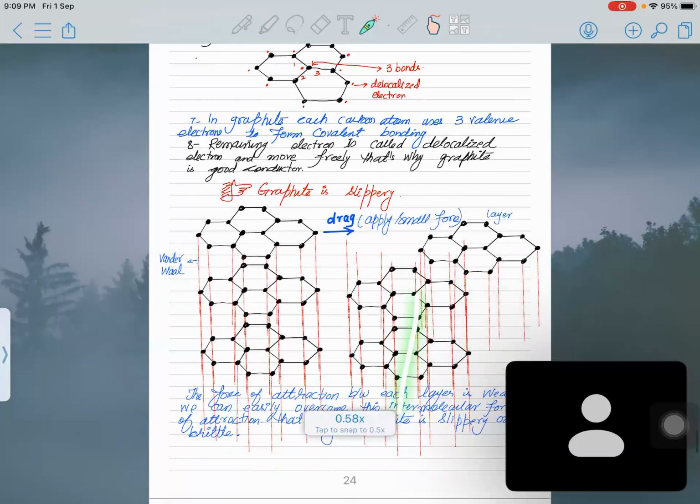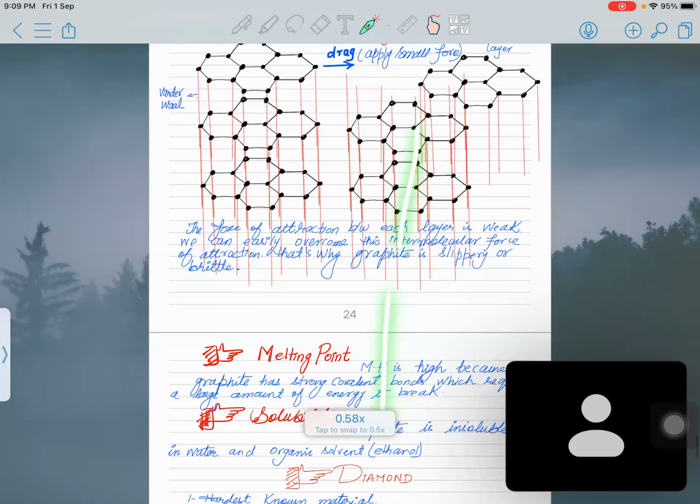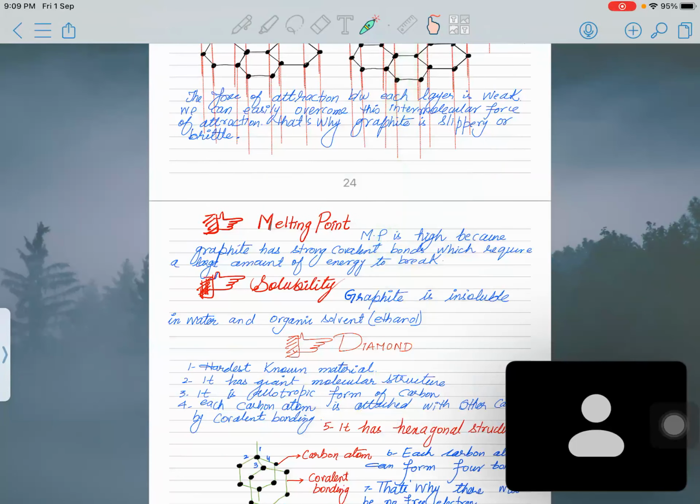Okay, next, which one is soluble? Is graphite soluble, or diamond soluble, or both insoluble? Both are insoluble.